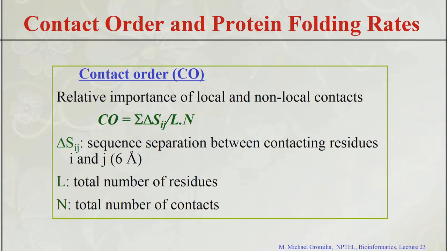This is given as delta Sij summed over all contacts, divided by L and N. What is delta Sij? The sequence separation between the contacting residues. So, we construct a sphere of radius 6 angstrom and look at the contacts, then check the sequence separation and that will give delta S. What is L? The total number of residues, that is the length of this protein, and N is the total number of contacts. So, we do it for each residue to get the delta Sij, add them up together and then normalize with the length and the number of contacts.